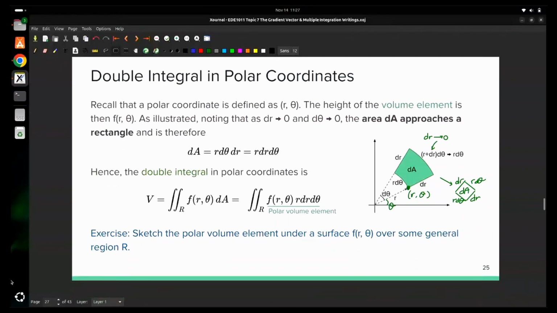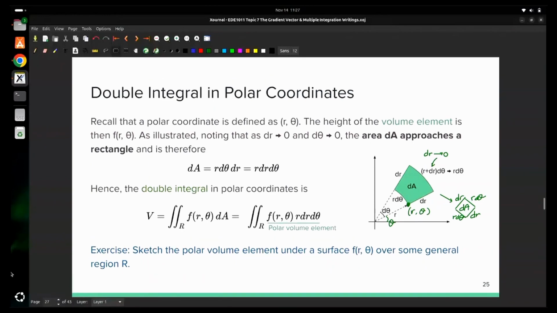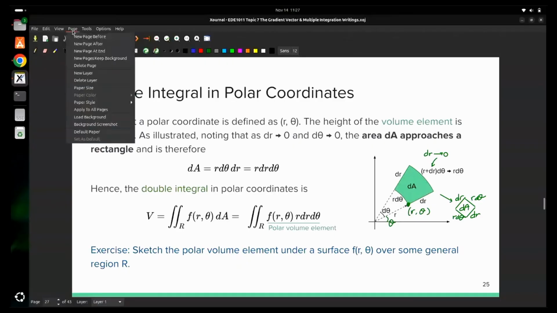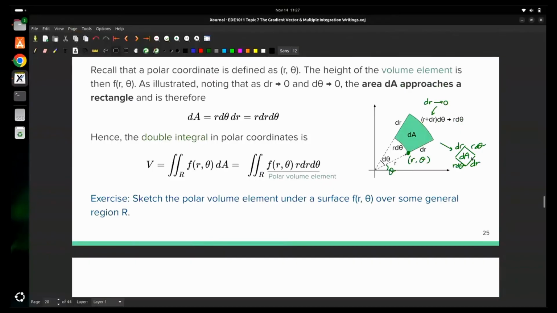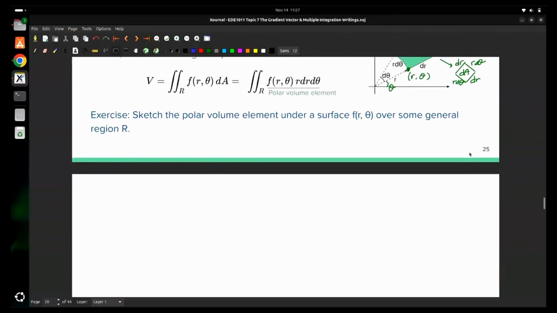So then maybe let us go through this exercise together. Now, what is the polar element that is representing the volume under some surface? What is the polar element for the volume? Because this one is the polar element for the area. Okay, then what about the volume? Actually, the volume is just extending by one more dimension.